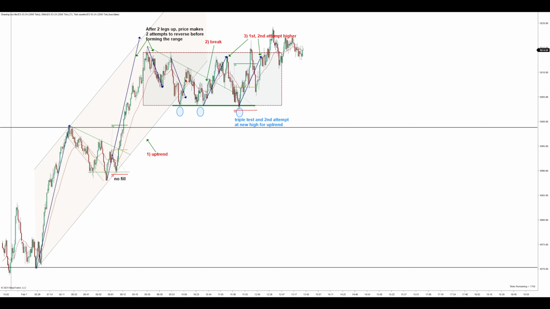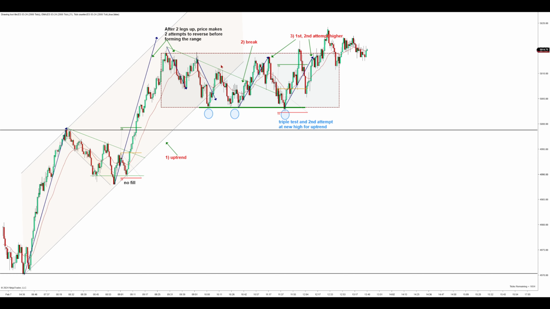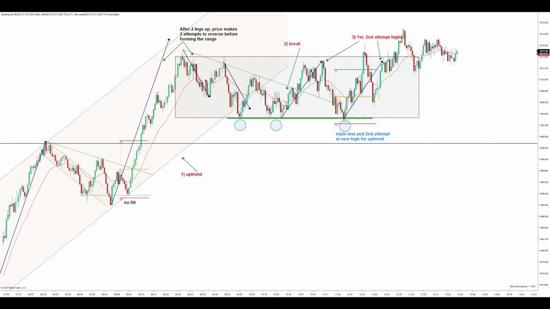So we have uptrend, break, and then first attempt higher, second attempt higher. And so that's what I have marked up right here. Uptrend and the break right here, first attempt, second attempt. And so anyway, where was I exactly? Oh yeah, right here. So you don't want to enter right into that, but we do push on out here.